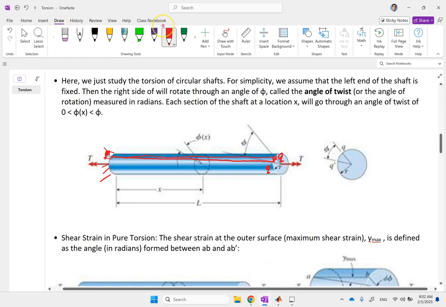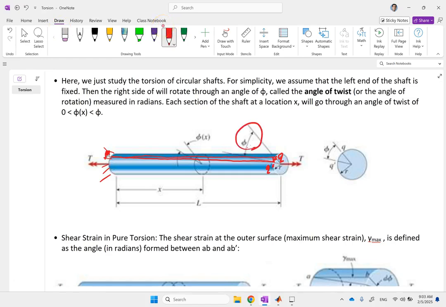And this angle between these two lines, we call it phi. So phi is the angle of torsion, the twist angle on the very other end of the shaft at length x equal L. And we call it the angle of twist, which you measure in radian.